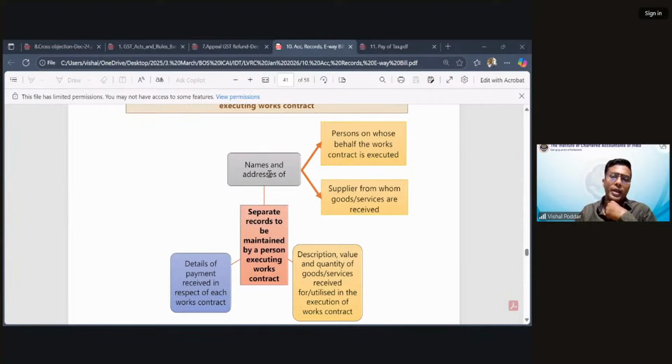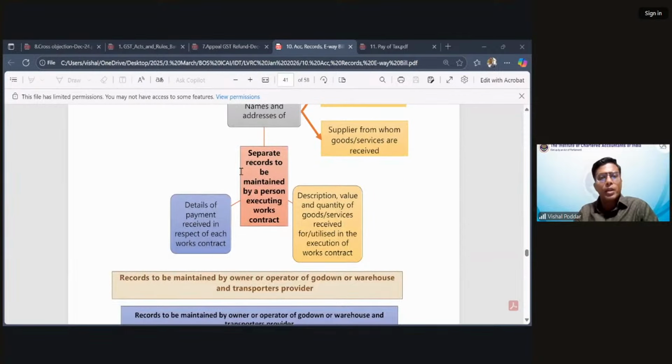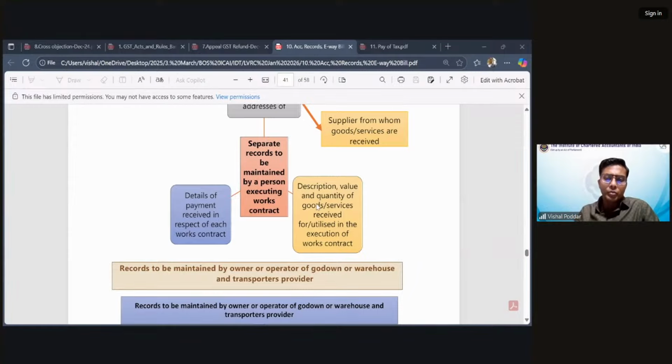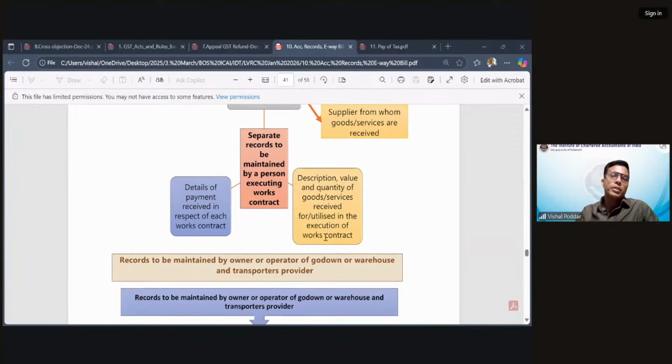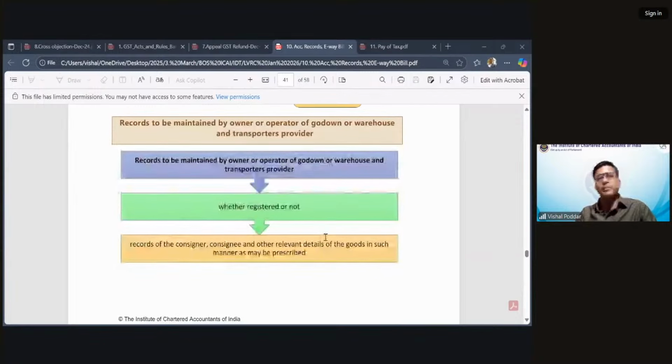A works contractor has to provide details of names and addresses of the person on whose behalf the works contract is executed, and the persons from whom, that is the suppliers from whom, he has purchased goods or services which he will be consuming in this works contract. Next, a separate record to be maintained by the person executing the works contract relating to details of payment received against the works contract executed, and the description, value, quantity of goods and services received or utilized in performing the works contract.